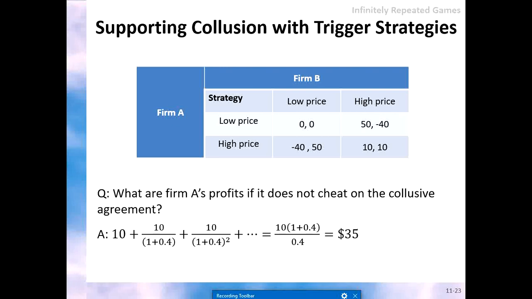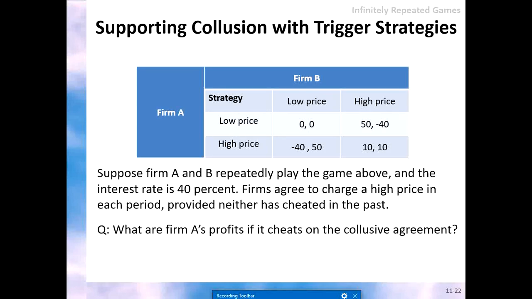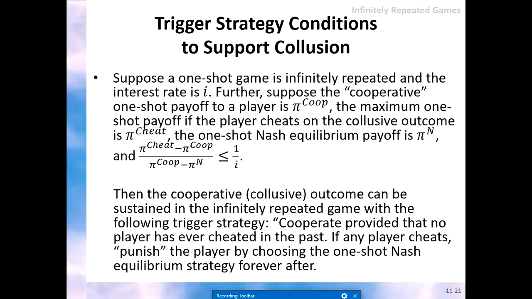So you can see in this case firm A will gain more payoff if it cheats. If it cheats, it will get 50. If it colludes with a 40% interest rate, then it will get less payoff.